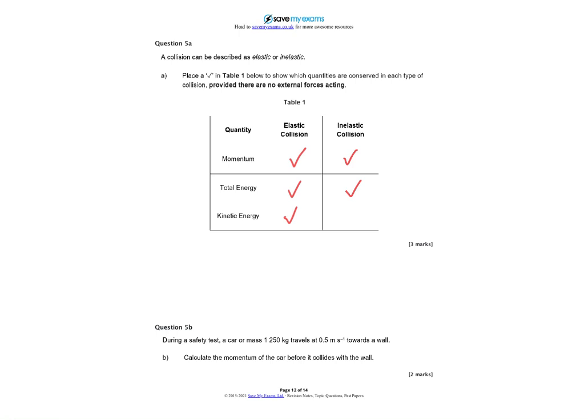5b, during a safety test, a car of mass, there's a spelling error there, 1,250 kilograms travels at 0.5 meters per second towards the wall. Calculate the momentum. So we're going to do this one times this, which is going to give us 625 kilogram meters per second.